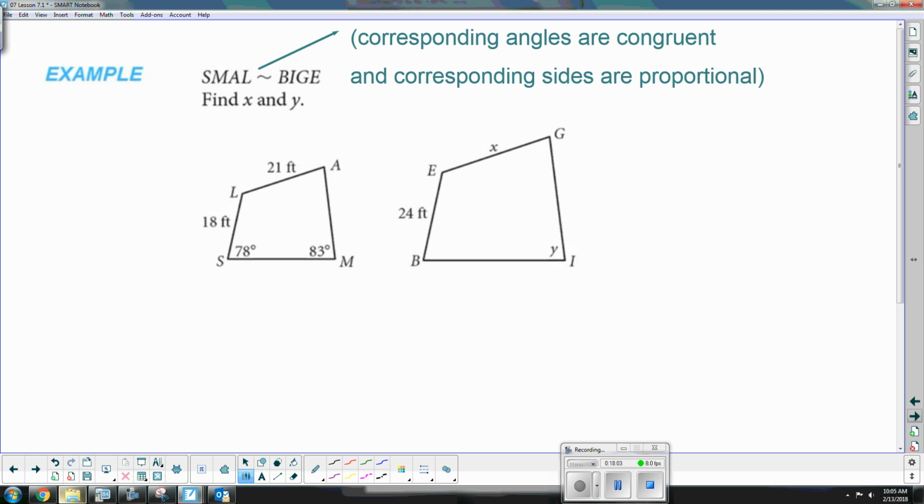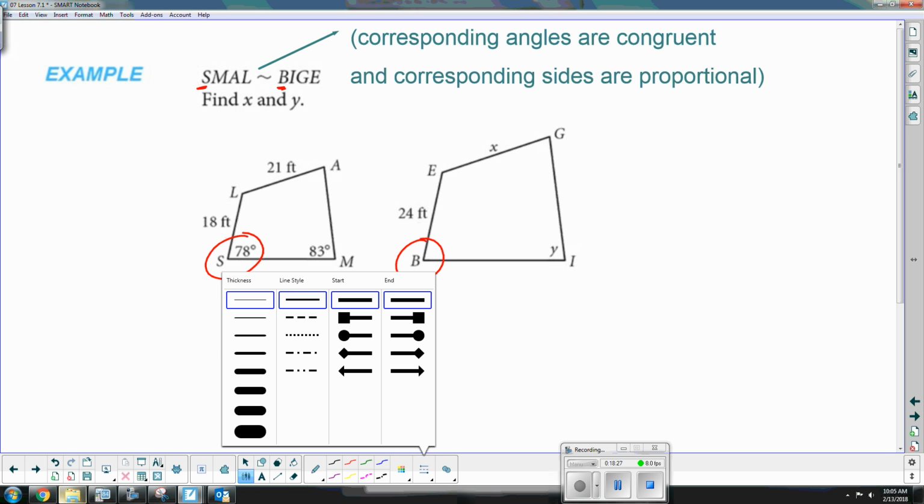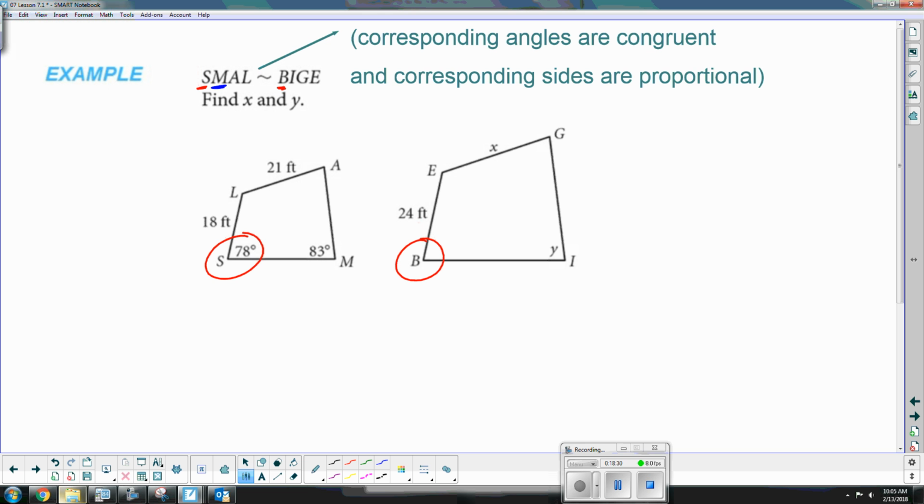All right, so now let's look at this last example. If we know that two quadrilaterals are similar, that means corresponding sides are going to be proportional, and corresponding angles are going to be congruent. So that means angle S and angle B are going to be congruent. It means that angle M and angle I are going to be congruent, and so on.